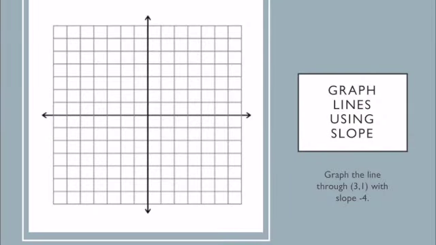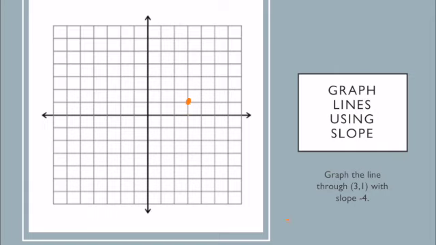We can use our slope to graph lines. And let me show you how this works. So I want to graph a line through the point 3, 1 with slope of negative 4. So why don't I go ahead and graph the point 3, 1. So when x is 3, y is 1. It's going to go right here.